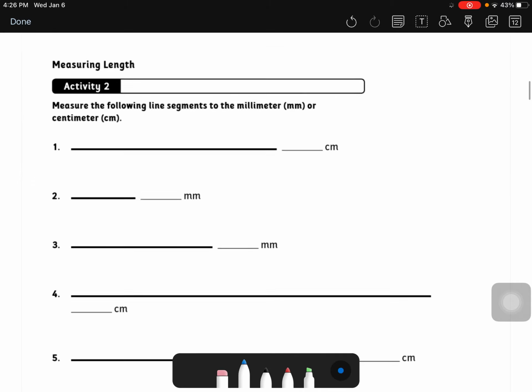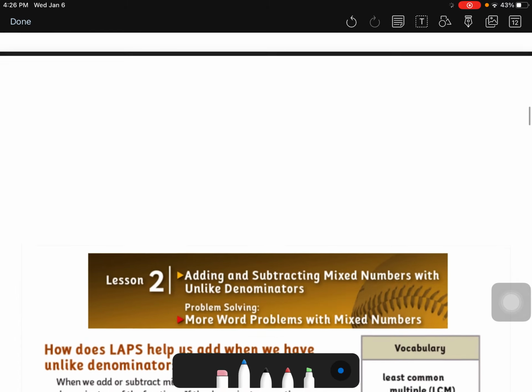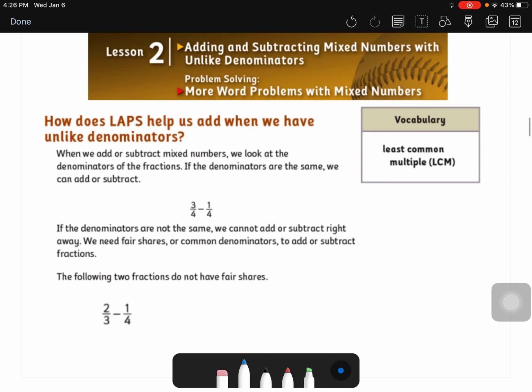We are not going to do the measuring part of this activity because we're not handing out rulers. Okay, the main skill that we're going to use is adding and subtracting mixed numbers. We did that in the last lesson, but this time they'll have unlike denominators. So we'll have to get the common denominator again.